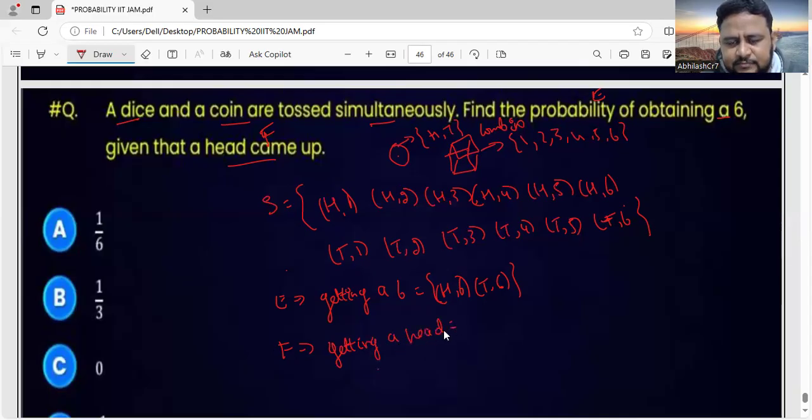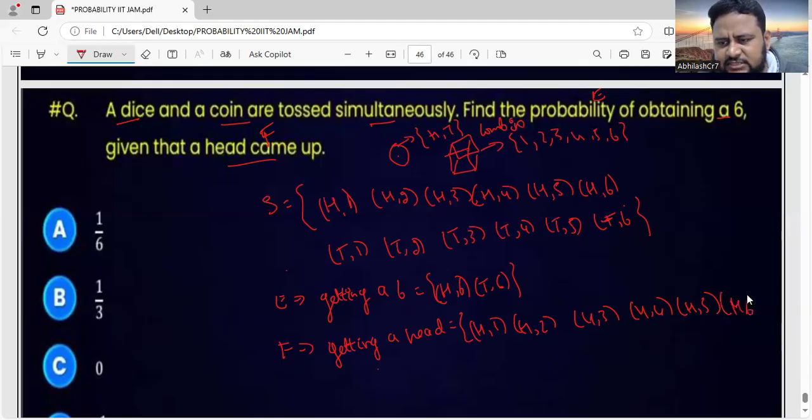Getting a head means the possibility is you can get (H,1) or (H,2) or (H,3) or (H,4) or (H,5) or (H,6). Just the same procedure as how you solve for dice, I will solve for head, but here you are combining the sample space of both the coin and the dice.